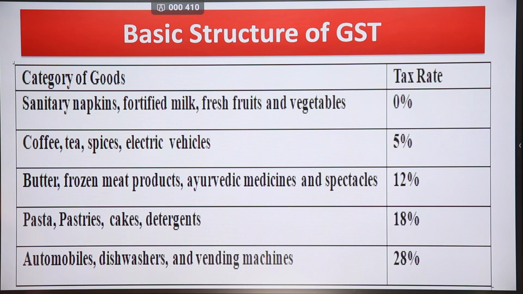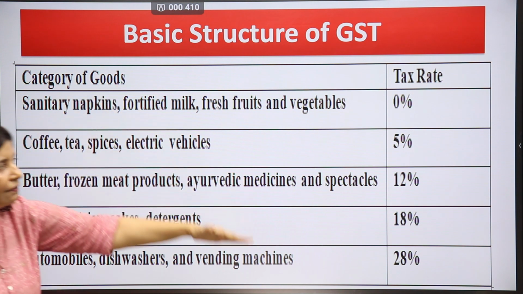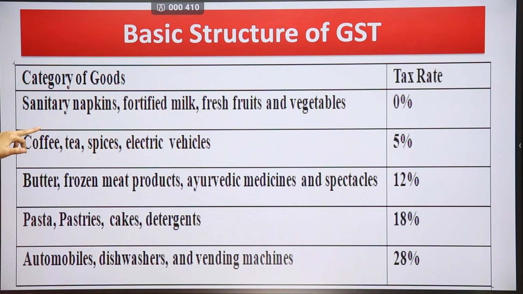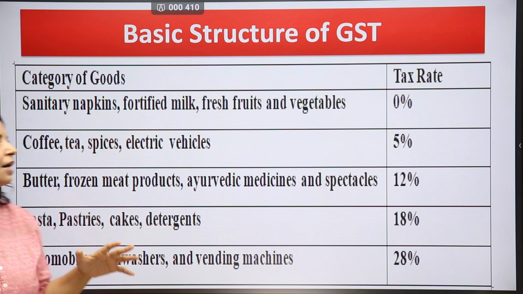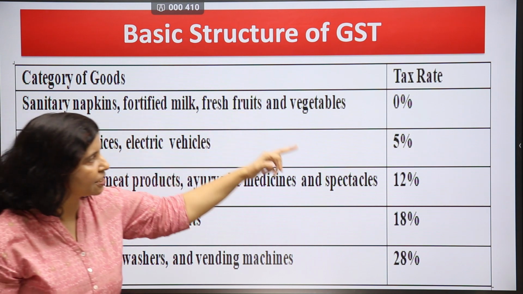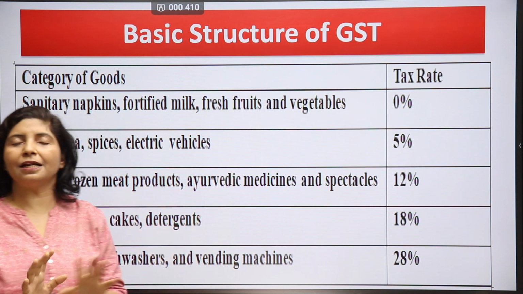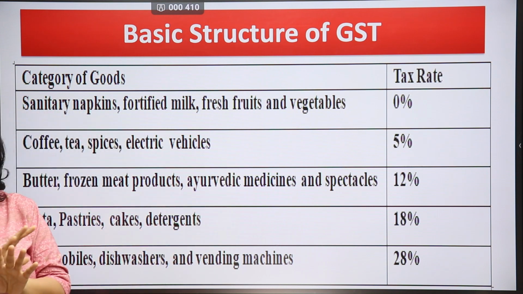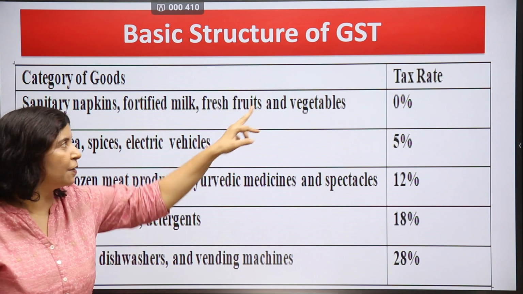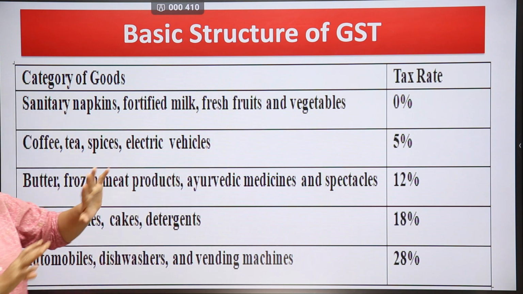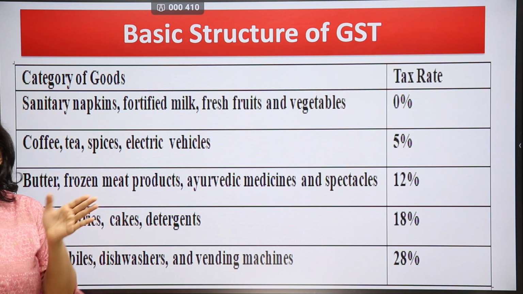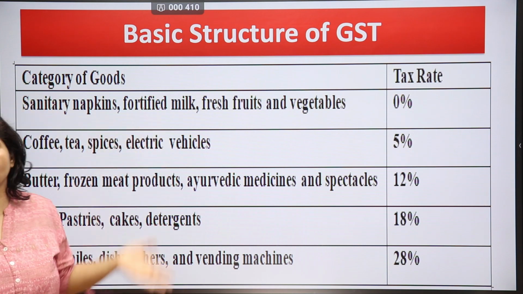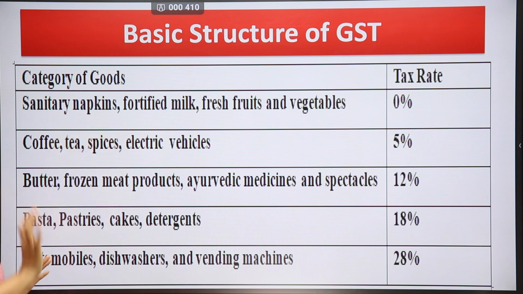Then the basic structure of GST is, here categories of goods are given and tax rates are given. You can see over here sanitary napkins, fortified milk, that means vitamin D and minerals are added into that milk, and fresh fruits and vegetables attract only 0%. That means no tax has to be paid on purchase of these items. When you purchase vegetables, you pay no taxes, no tax on fresh fruits, no tax on fortified milk and sanitary napkins. Why? Because these things are important for your poor people and they attract no taxes.